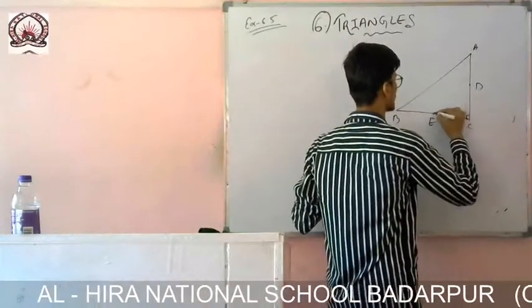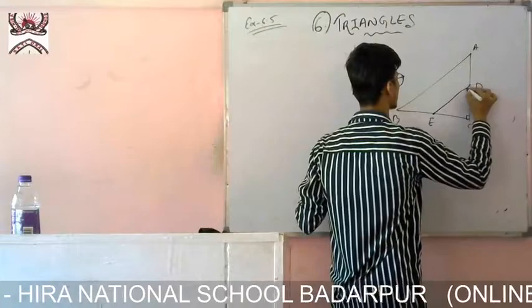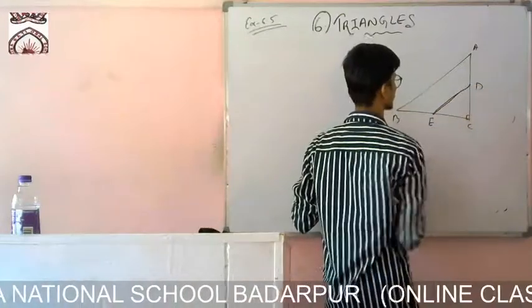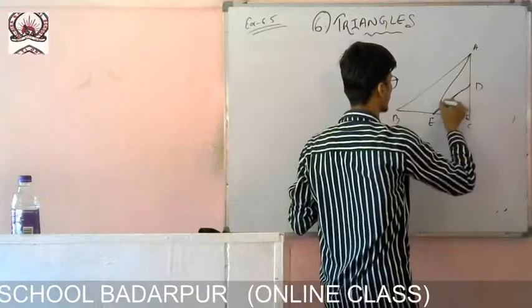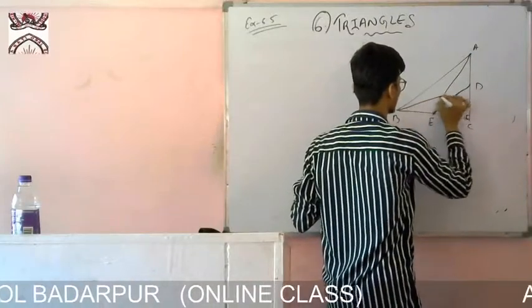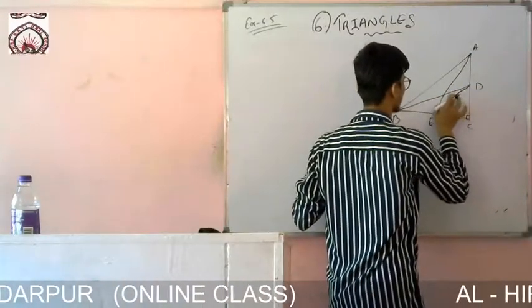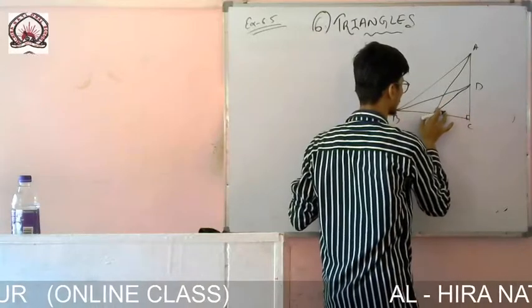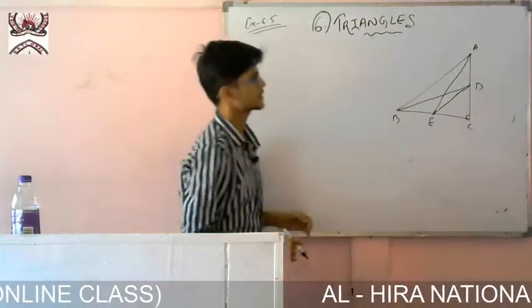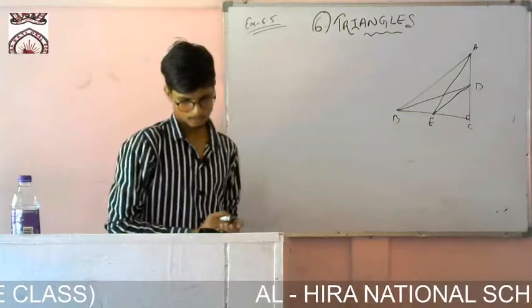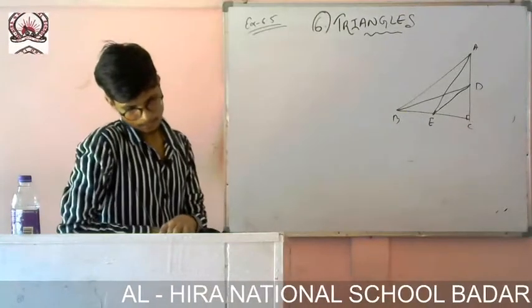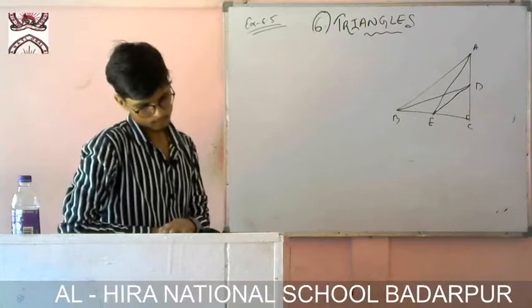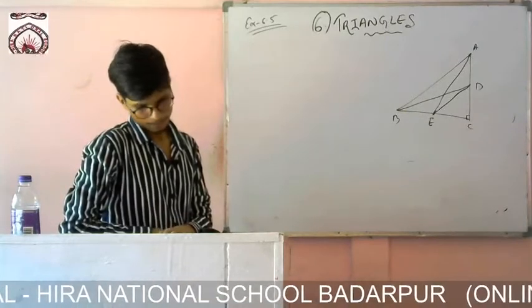Now I will simply draw a line like this, and another one from here. Okay, so this is our figure. What we have to prove is that AE square plus BD square is equal to AB square plus DE square.